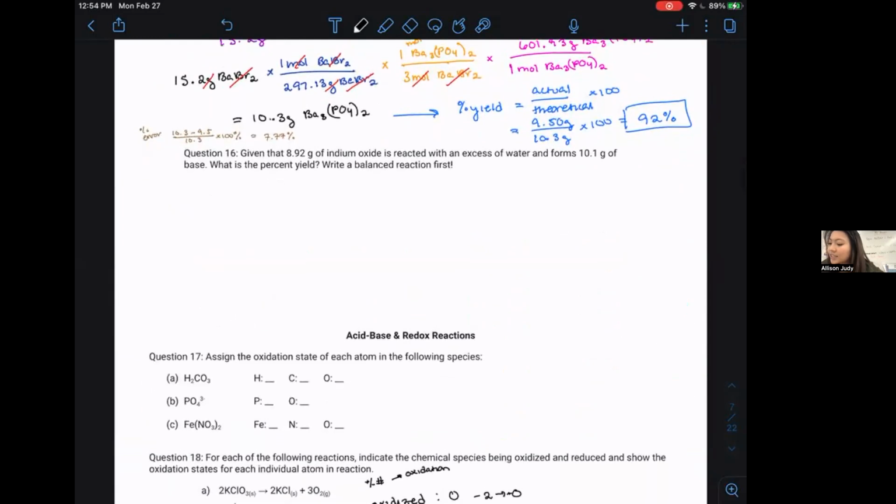Okay, 16. So I'm given 8.92 grams of indium oxide. It's reacted with an excess of water and forms 10.1 grams of base. What is the percent yield? Write a balanced reaction first.